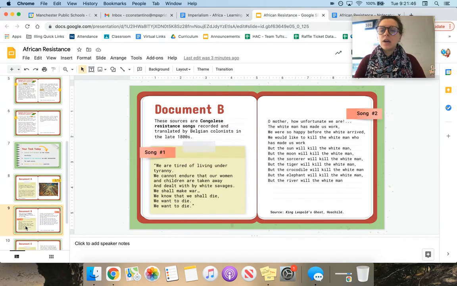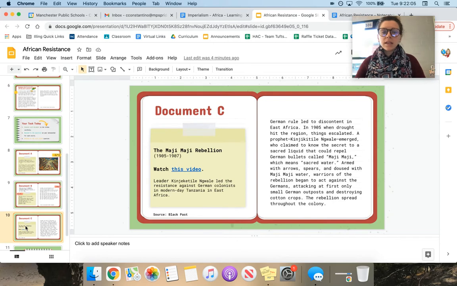You'll then look at document B, which is Congolese resistance songs. So despite the violent messages of these songs, I want you to think, when you look at these, did anyone actually get hurt while they were singing these? And what kind of resistance is this actually?